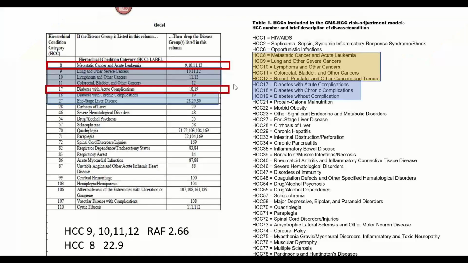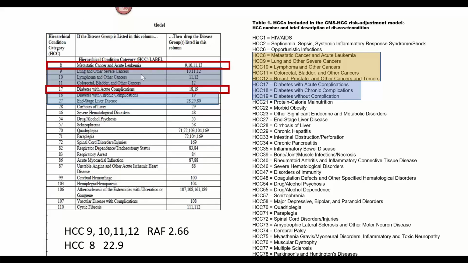So I said hierarchical conditions, they're arranged so the more severe diseases have a lower number in the HCC category, meaning that, let's look at metastatic cancer here. 8 is going to be lower than 9, 10, 11, 12. So if you have any of these cancers, lung cancer, colorectal, breast, prostate, if you have metastases, anything that metastasizes, codes into the HCC 8, which means the only risk score your patient is going to get credit for is category 8, and it's risk adjusted. So the 9, 10, 11, and 12 no longer are added to it.